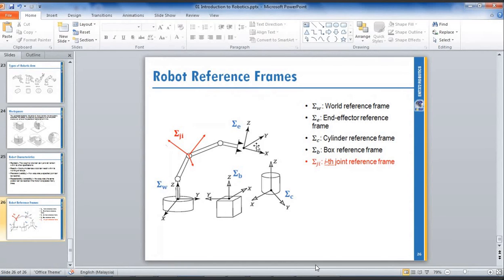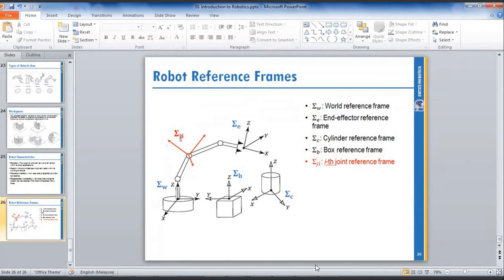But all these frames are referred to the world frame. Where is the world frame? The base of the robot. So we must have a world frame to calculate. If you don't have any reference frame, it is difficult to find or decide the orientation for pick and place.